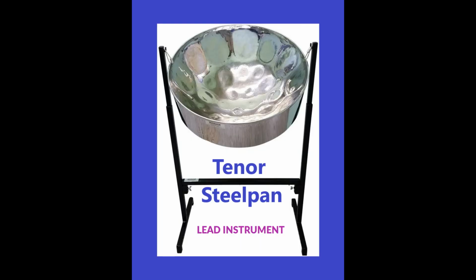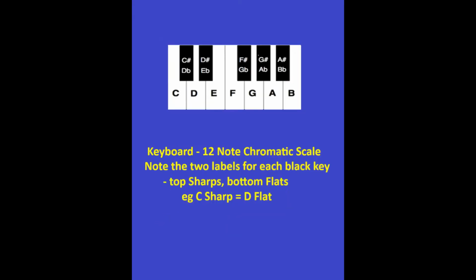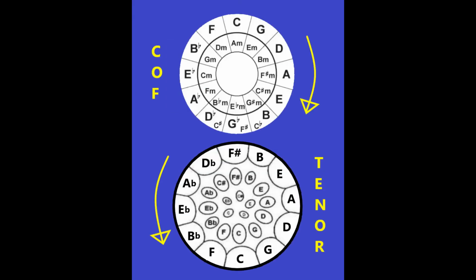The dominant pattern of the tenor is the fourths and fifths. The circular fifth takes the 12 notes of the chromatic scale of Western music and arranges it in a circular pattern. The tenor note pattern is an upside-down mirror image of the circular fifths rotated along the horizontal center line.